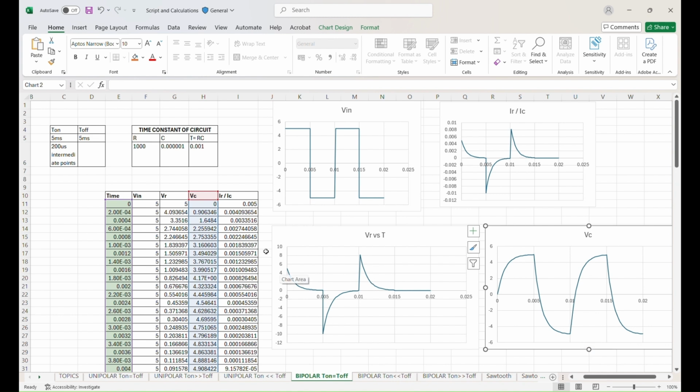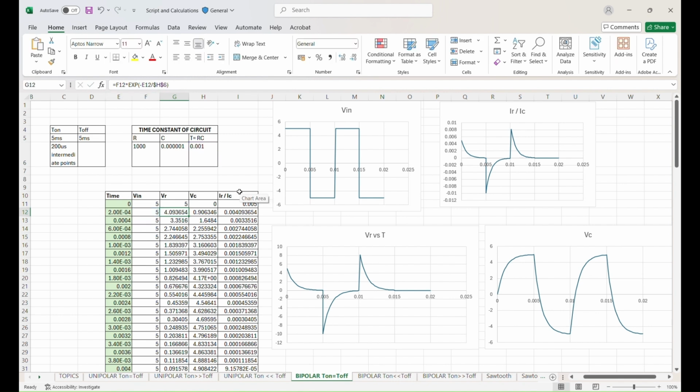Now the voltage across the resistor can be calculated during on time using the equation Vin into e to the power minus T real by RC. During on time, the voltage across the resistor starts from plus 5 volts and decreases exponentially as the capacitor charges. And when the input is minus 5 volts, VR also starts from minus 5 volts and increases exponentially towards 0.